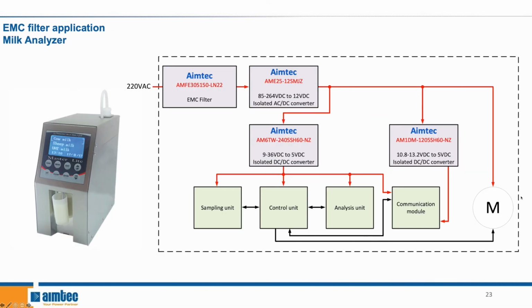Next is the milk analyzer. What this milk analyzer does is identify how much nutrient is actually in the milk. In order to get accurate results, you need to make sure that enough filtering is done, because the noise generated by the circuit or external components can mess up the readings. So in this case, we're using an AC EMC filter, which then powers the AME25-MJZ AC-DC converter, and this supplies power to the AM6TW-NZ as well as the AM1DM-NZ.